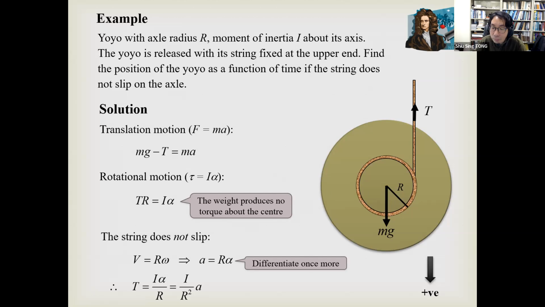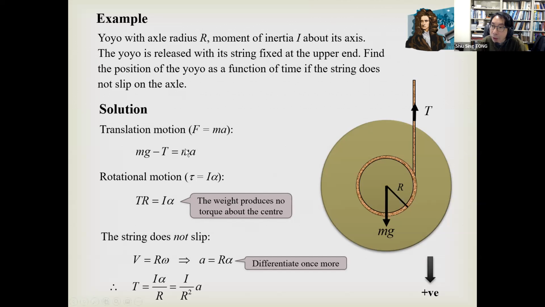Okay. The only torque that I need to consider is the torque due to the tension force. And the tension force acts at the distance R from the center, so the torque it produces is TR. Okay, so that is the only torque acting on the system. And Newton's second law for rotation says it is equal to I alpha.